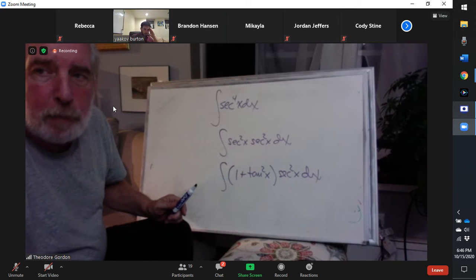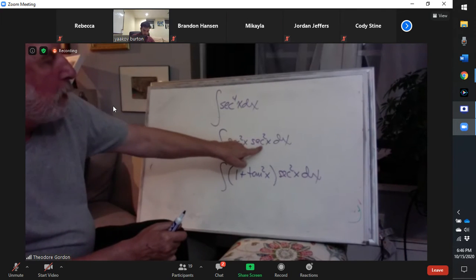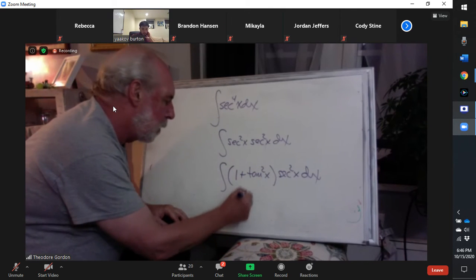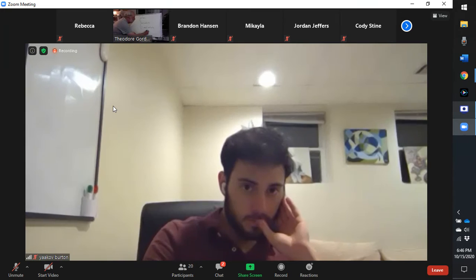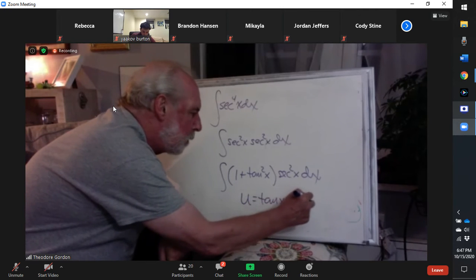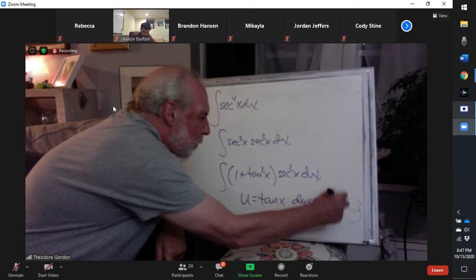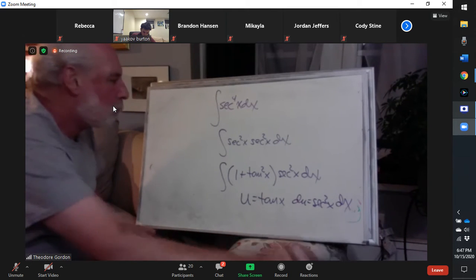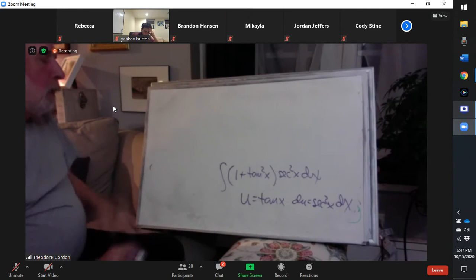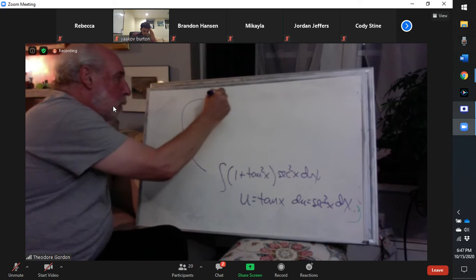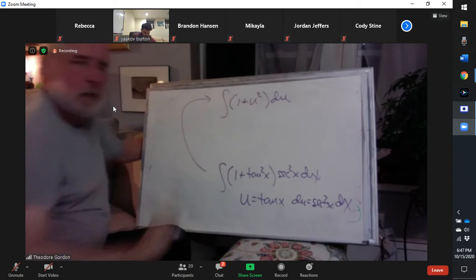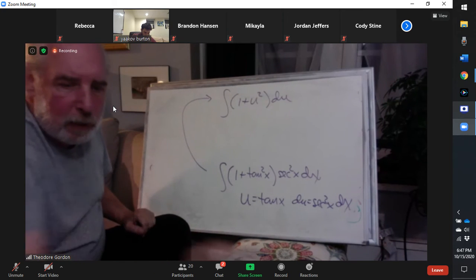Can't integrate that. But what I'm going to do, this is going to be my du, and tangent is going to be my u. So this is now a u substitution. u is equal to tangent, not tangent squared, u is just the tangent, and then du is secant squared x dx. All right, so now this problem becomes the integral of 1 plus u squared du. And now it looks not so bad, finally.